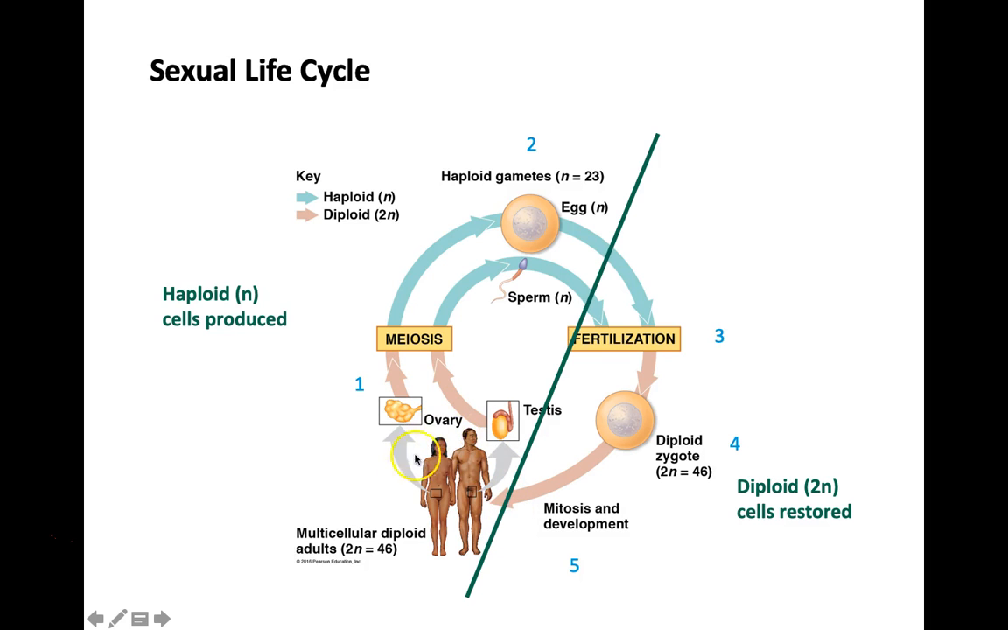This bar should actually be on the other side of these people because they're diploid. All of their cells are diploid. But that's neither here nor there at this minute.